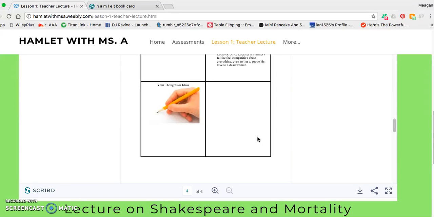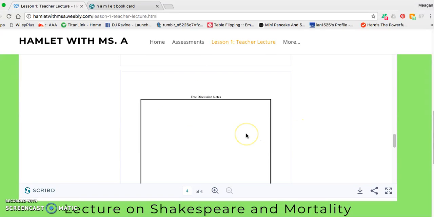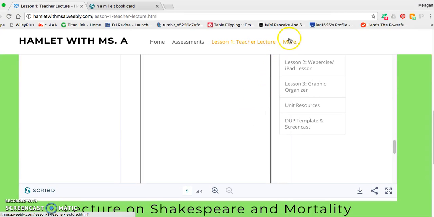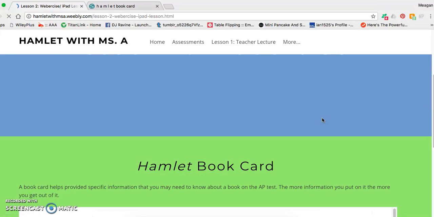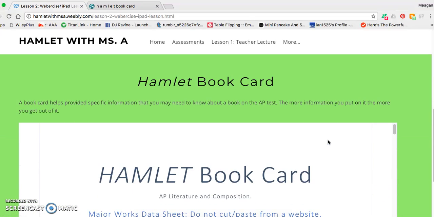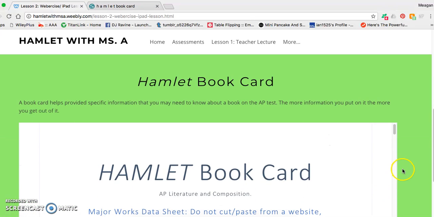I want to show students that this play has to be viewed in a lot of different ways. So moving on, this is the Weber size, and I want students to make book cards. Book cards, essentially, here are how book cards are so important.